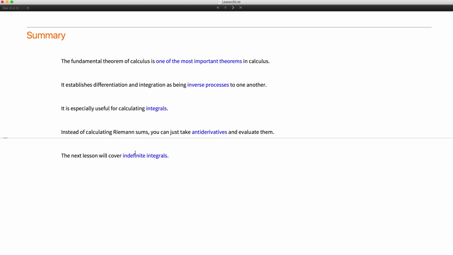In the next lesson we'll talk about indefinite integrals, but before that, do review this lesson, because we've covered one of the most important theorems in calculus, and that's going to be used all the time.